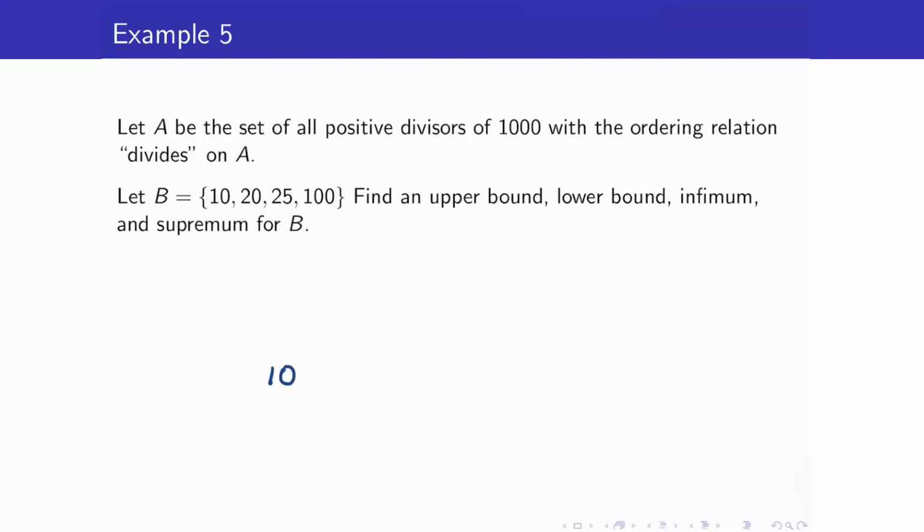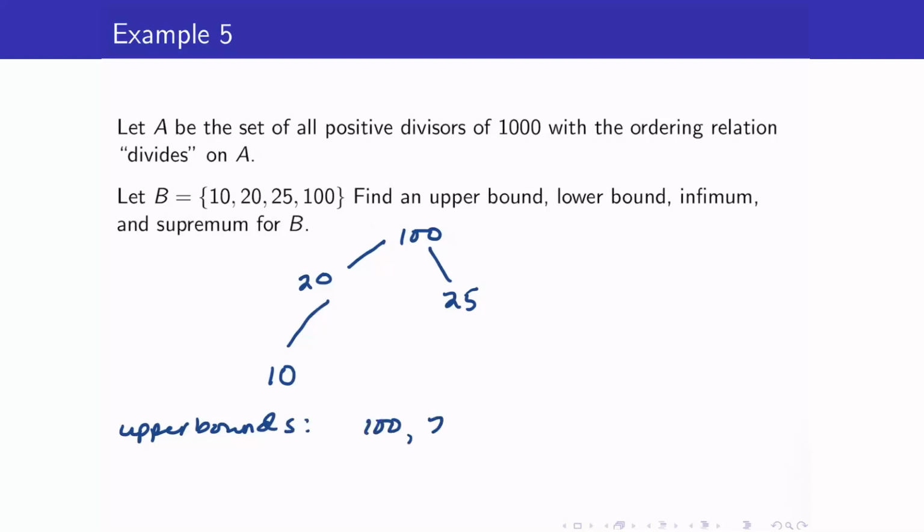So I have 10. Our relation is divides. 10 divides 20. 20 divides 100. What else? 25 divides 100. And that's it. This is our Hasse diagram. Okay, what would be your upper bounds? It's just telling you to give an upper bound, at least one. So, of course, we have 100.